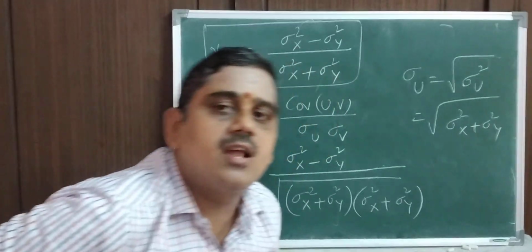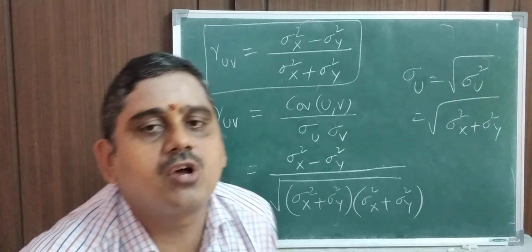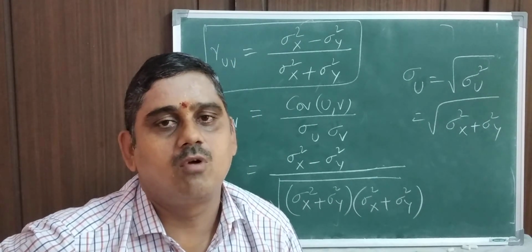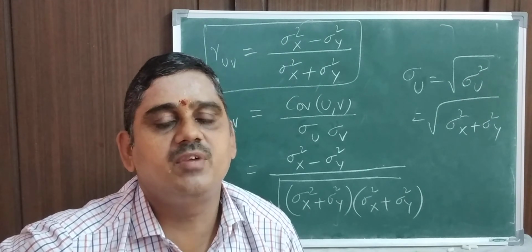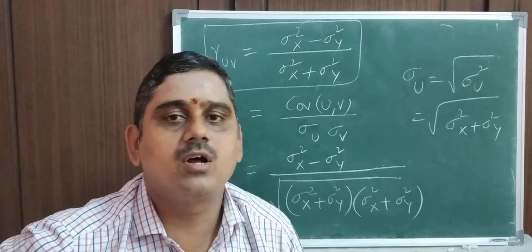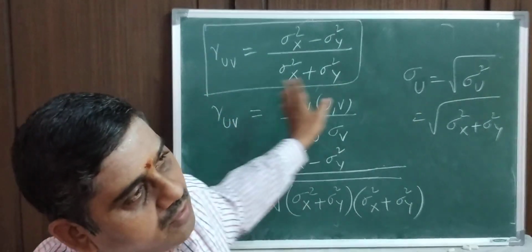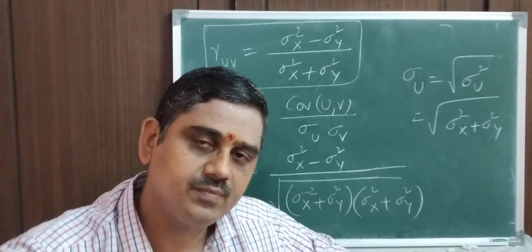So if you consider x and y are standardized variables, then what is the correlation coefficient between x plus y and x minus y? For which you have considered u and v as two variables, and then we have calculated the correlation coefficient. So we got this value: sigma square x minus sigma square y by sigma square x plus sigma square y.